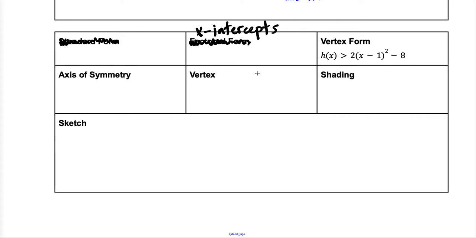How do we do the axis of symmetry from vertex form? What's the axis of symmetry? 1. Perfect. So we know it's 1 because the -1 in there means 1 to the right. So vertex form, you can use transformations to figure out most of that information.